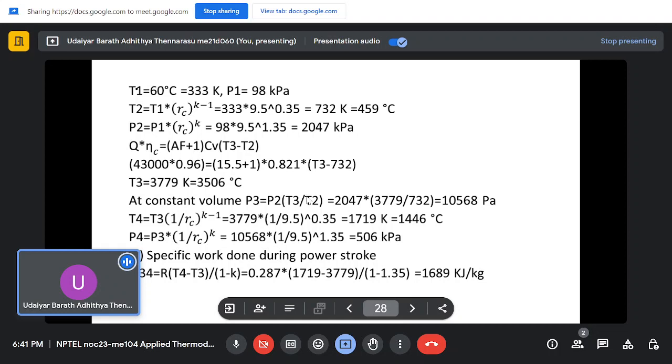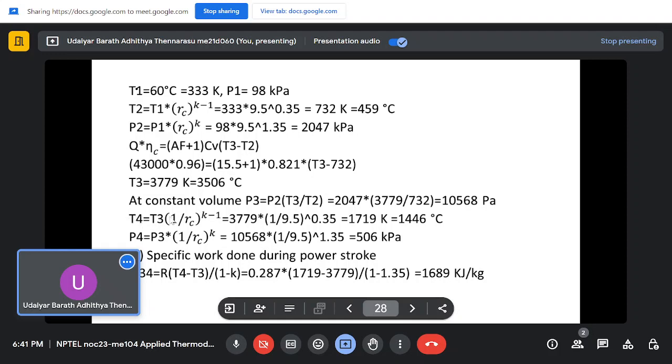Similarly, pressure P3. Here, this is a constant volume process. So PV, assuming it's an ideal gas, PV equals mRT. So volume is constant, so P by T will be constant. So P3 by T3 equals P2 by T2. So from there we can calculate P3. We have already calculated P2, which is 2047, and we know the temperatures. So it will come out to be 10,568 kilopascal.